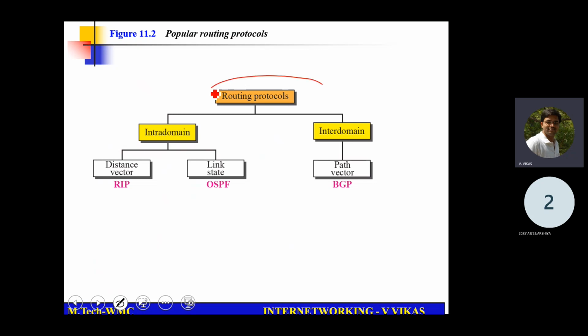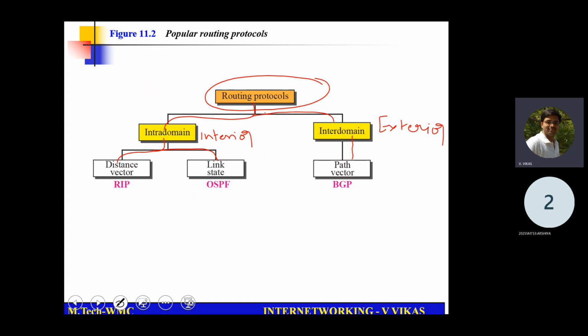So we have something called routing protocols, which are categorized into two different types: intra-domain or inter-domain. Or we can call them interior routing protocols and exterior routing protocols. Within interior routing protocols, or intra-domain routing protocols, we have two types. One is distance vector routing and another one is link state routing. And under inter-domain we have path vector routing.